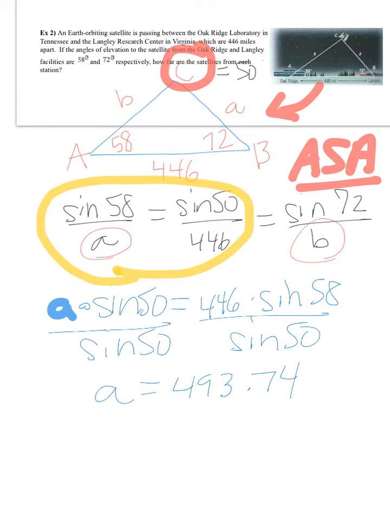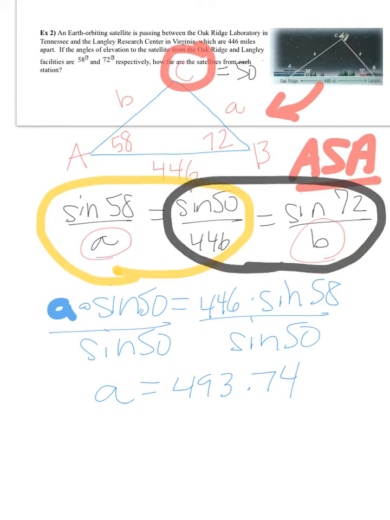When you do the same thing, solving for the other proportion, you're going to get B is equal to 553.72. So very easy. If we have angle side angle, or we have angle angle side, we're going to use law of sines, set up proportions, and solve for any missing sides or angles.